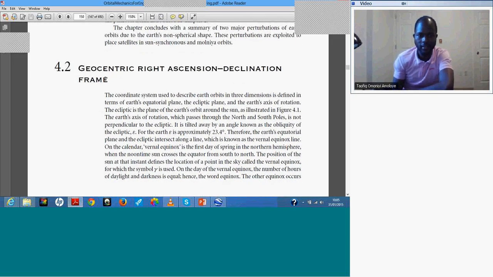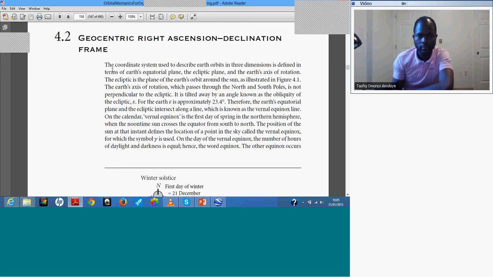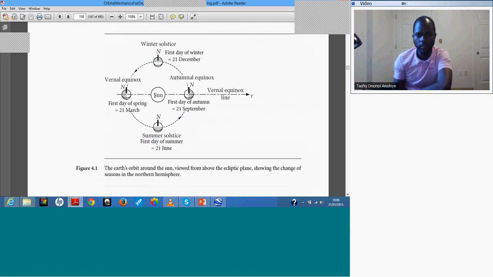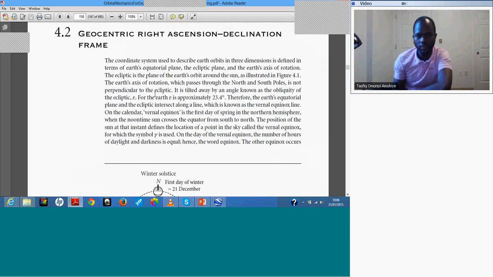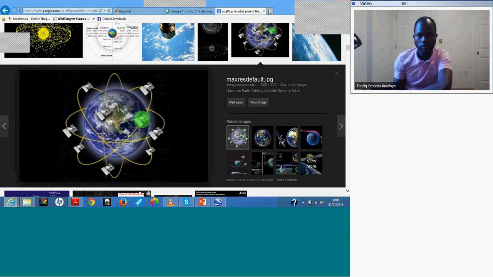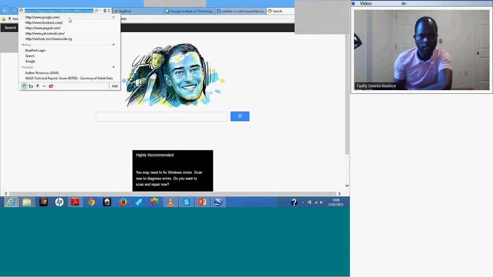Geocentric right ascension and declination frame. So if the plane of the Earth's orbit around the sun is as stated in figure 4.1, let me quickly go to the internet to try to get a picture of the ecliptic plane.